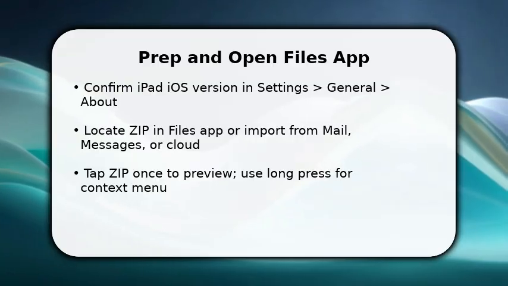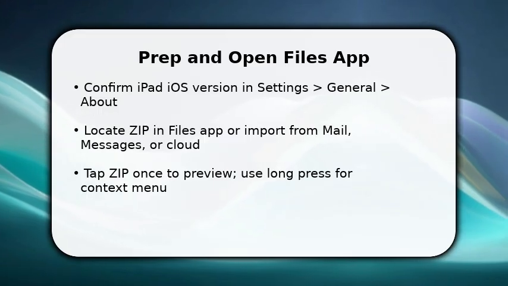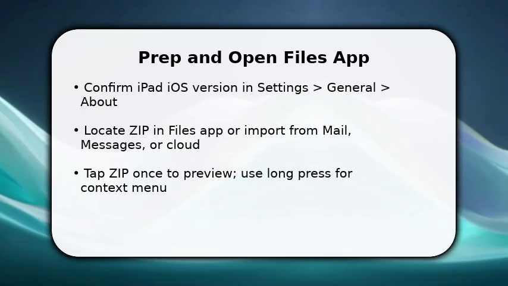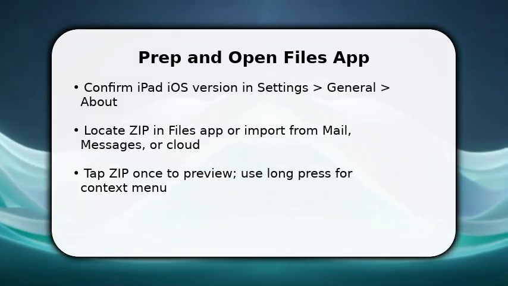Make sure you are in the right folder or cloud location so extracted files save where you expect. Once done, check the new folder named after the ZIP. You can tap into it to confirm contents and file types before moving or sharing.